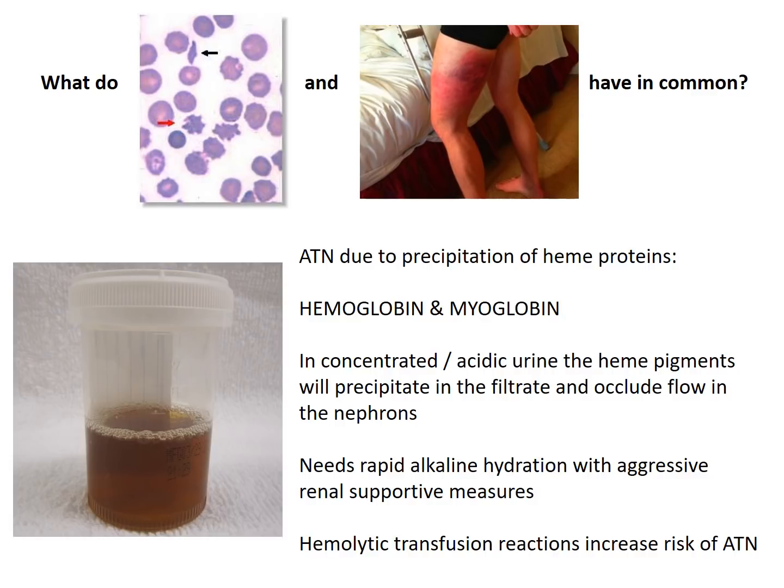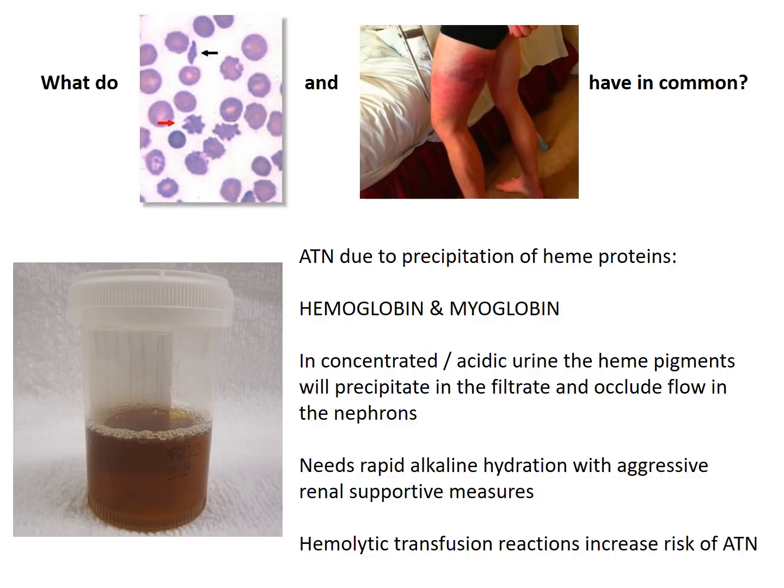ATN due to hemolysis or ATN due to rhabdomyolysis also will give you that very dark tea-colored urine. And managing this is very rapid and aggressive hydration, particularly alkalinization of the urine, because in alkaline urine, these proteins are less likely to precipitate.